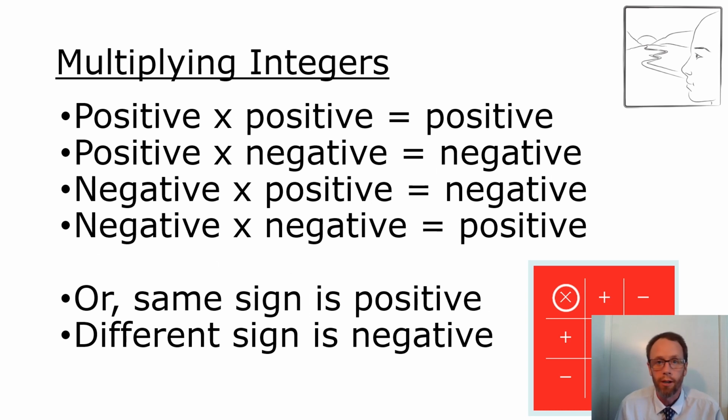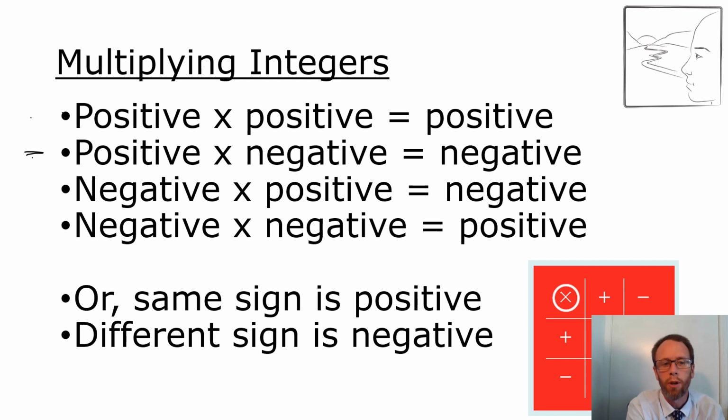So what do we discover when it comes to multiplying integers? If you are multiplying a positive by a positive, what you will get is a positive answer. Those are the ones we've been dealing with for a long time. 5 times 3 is 15. We know that. We are now introducing negative numbers.